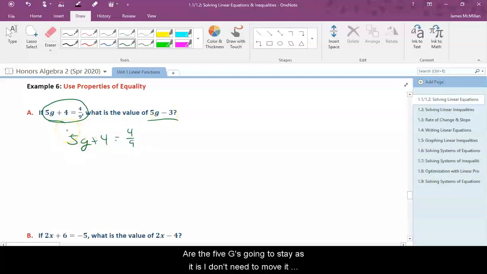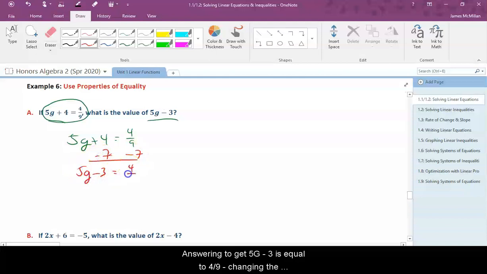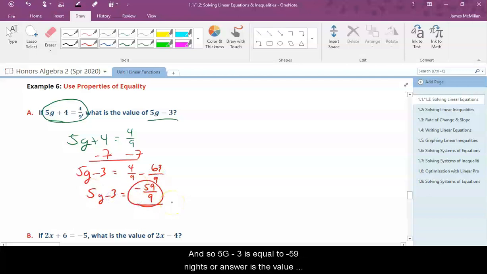Well, the 5g is going to stay as it is. I don't need to move it. But this 4 needs to become a negative 3. And so what can I do to both sides to get 4 to negative 3? Subtract 7. And so we're going to get 5g minus 3 is equal to 4/9 minus, changing this to 9s, 63/9. And so 5g minus 3 is equal to negative 59/9. So our answer is that the value would be negative 59/9. Again, you could solve for g, go that route, and then plug it back in and get your final answer that way as well. Either way would work, just whichever your personal preference is.